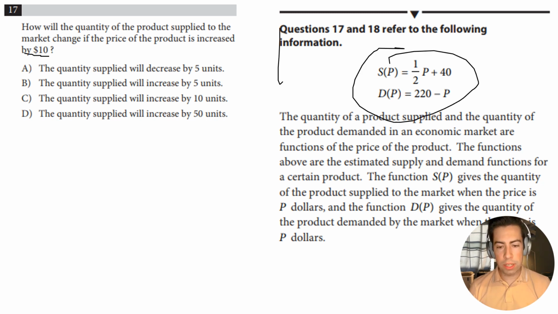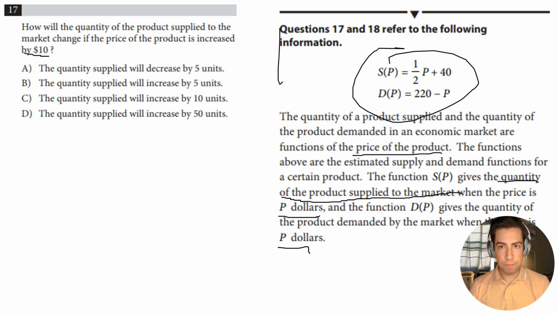So they give us these two equations here. It says the quantity of a product supplied and the quantity of the product demanded in an economic market are functions of the price of the product. The functions above are the estimated supply and demand functions for a certain product. The function S of P gives the quantity of the product supplied to the market when the price is P dollars, and the function D of P gives the quantity of the product demanded by the market when the price is P dollars.